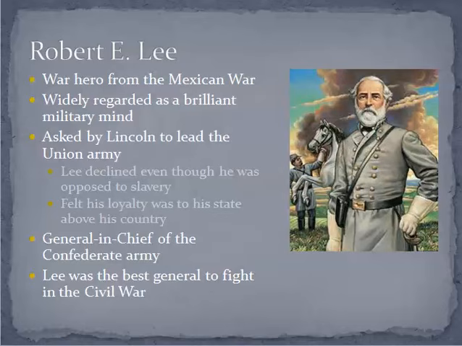So he was widely regarded as a brilliant military mind. In fact, he was so well thought of that he was asked by Abe Lincoln to lead the Union Army. However, Lee declined that offer. He said no, even though he was opposed to the issue of slavery. So even though his viewpoints went pretty well with the Union or the North side, he felt that his loyalty to his home state of Virginia was above his loyalty to his country. So he decided to turn down Lincoln's offer, and he became the general-in-chief of the Confederate Army, so the head general of the South. Lee was the best general to fight in the Civil War.